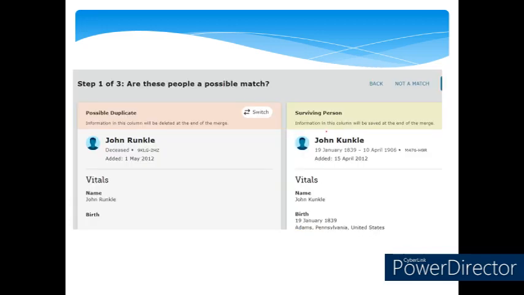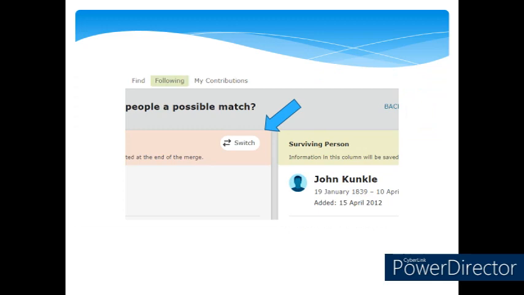Page 1 of the merging process begins with a split screen showing information from both individuals side by side. If the process continues to completion, only the individual on the right side will remain in the system. If the individual on the left has better information, use the switch icon to switch positions.